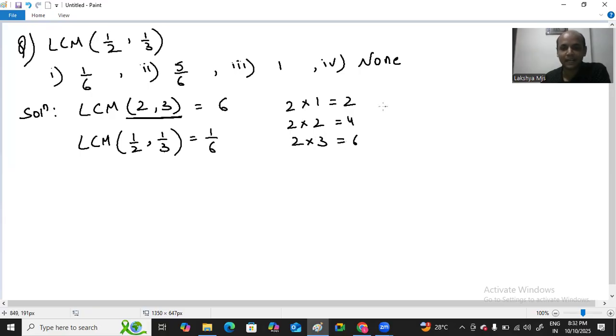And the same we start writing for 3, that is 3 into 1, 3. 3 into 2, that is 6. So the lowest common multiple was 6 over here. So the same we are going to do over here in 1 by 2 and 1 by 3. 1 by 6 is not the right answer.